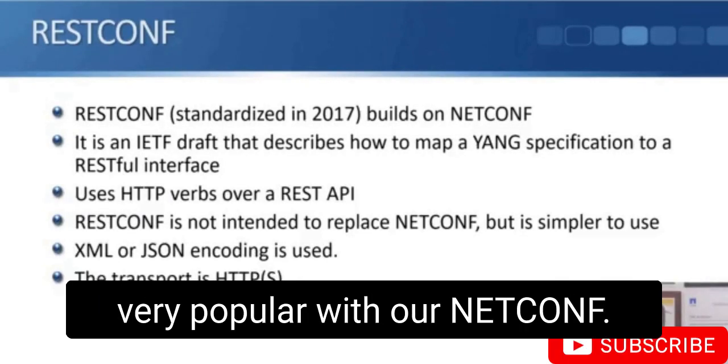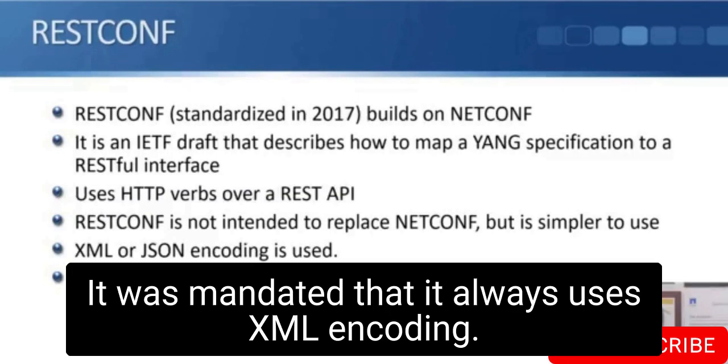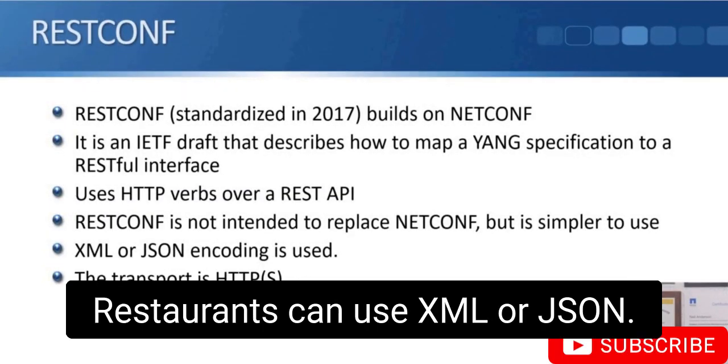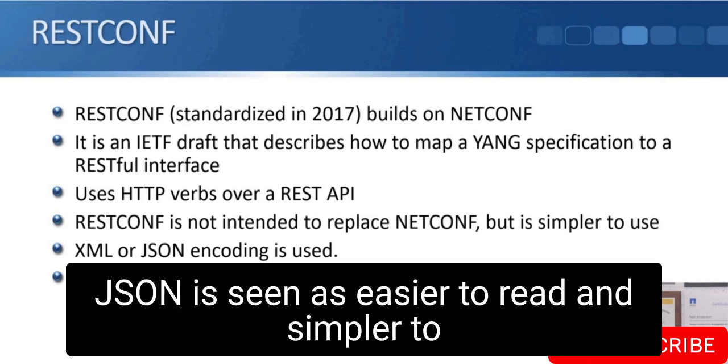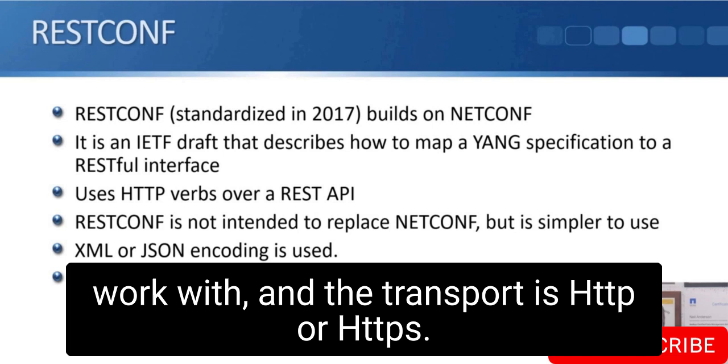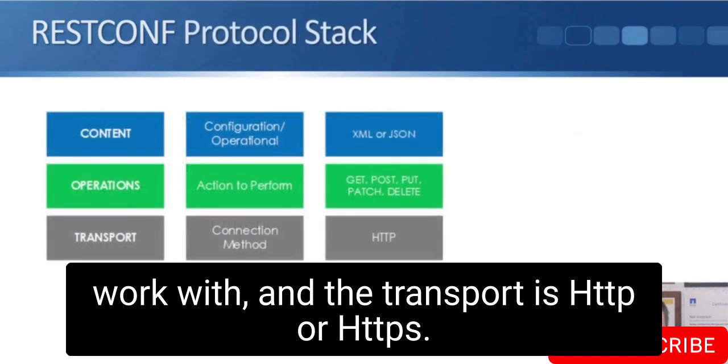With NetConf, it was mandated that it always uses XML encoding. RESTCONF can use XML or JSON. JSON is seen as easier to read and simpler to work with. And the transport is HTTP or HTTPS.